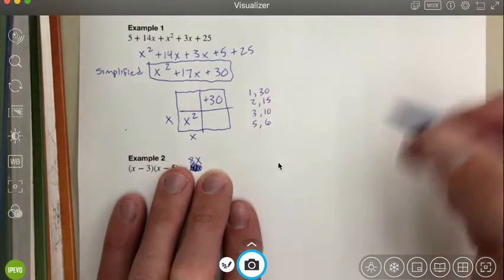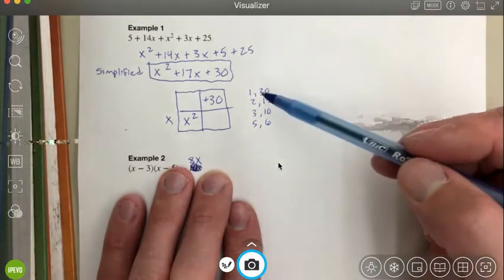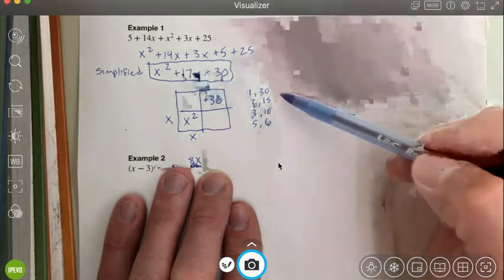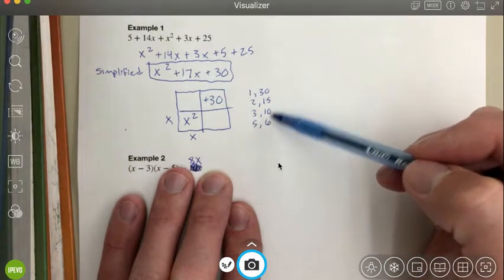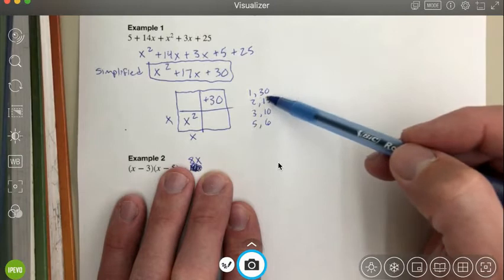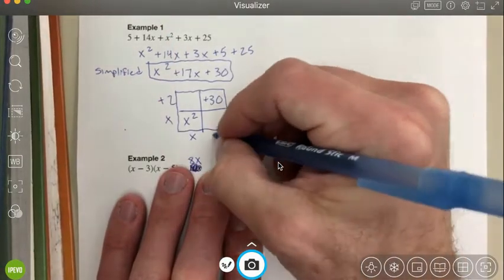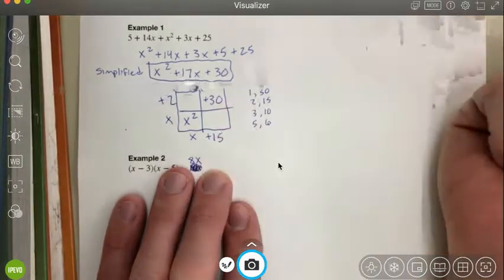And here's our complete list. So remember, I'm looking for factors of 30 that are going to add up to be 17. So as I look through this list, the obvious candidate is 2 and 15. So I'm going to try it. Let's throw a plus 2 in here. Let's throw a plus 15 in here.